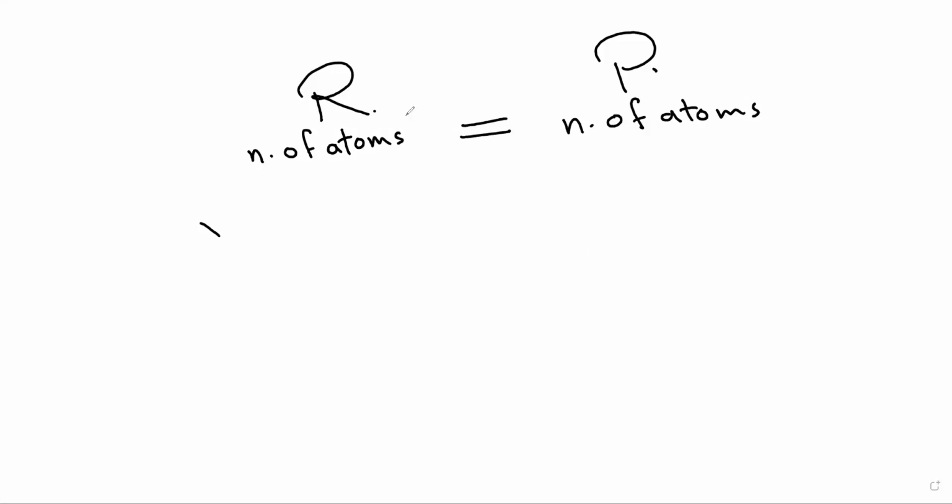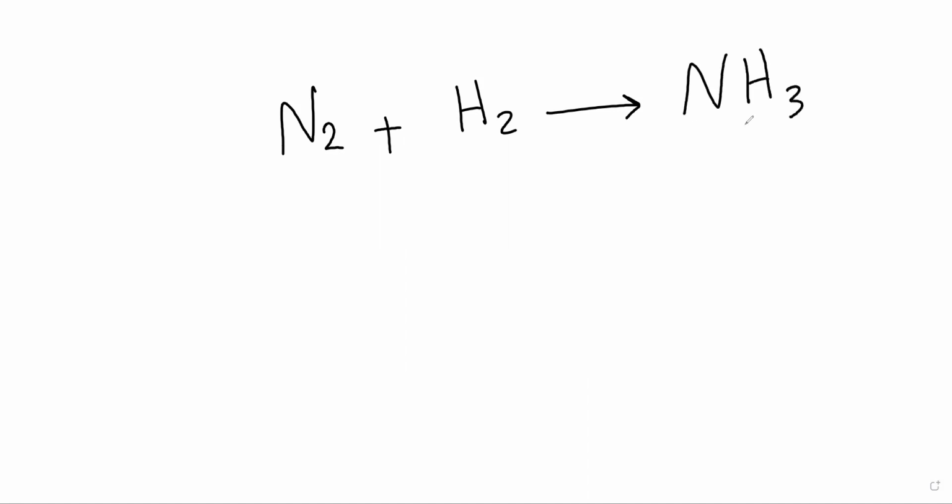Let's try one. Okay, let's take an easy one: N2 plus H2 gives me NH3. So let's see how you are going to do it, because sometimes it will be complicated. You're just going to write your elements here, N and H. How many nitrogen do I have in the reactants? 2. How many in the products? 1. How many hydrogen do I have in the reactants? 2. How many in the products? 3.